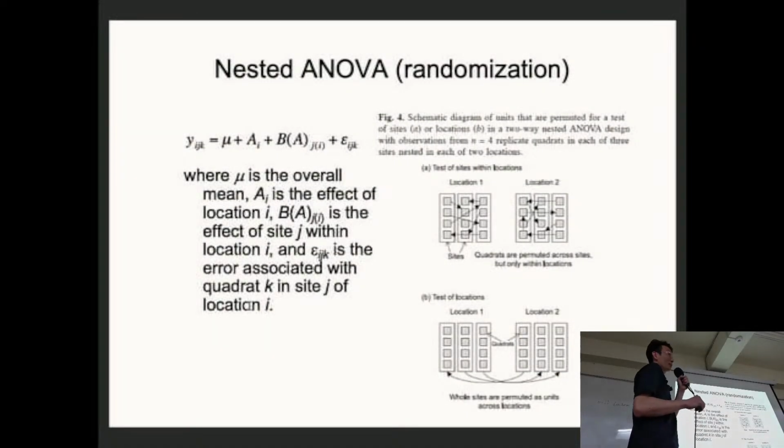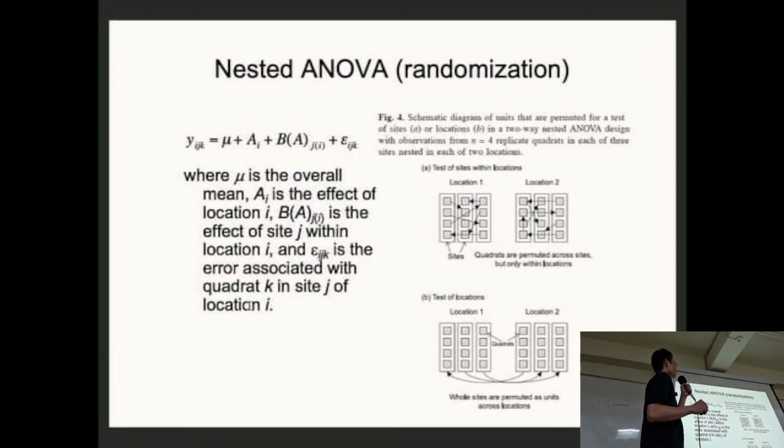Suppose I have a nested ANOVA design. I'm testing something. I have two sampling locations, and within sampling locations, I have sites. So maybe site A: treatment A, treatment B, treatment C. And here also treatment A, treatment B, treatment C. Something like that. So you have a structured design of your ANOVA, then that's nested.